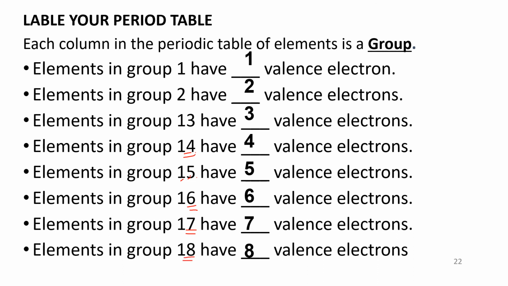Anytime you're given a periodic table for a quiz or test, use a marker and label the top of it with the number of valence electrons. This will help you as we're getting further into the chemistry content.